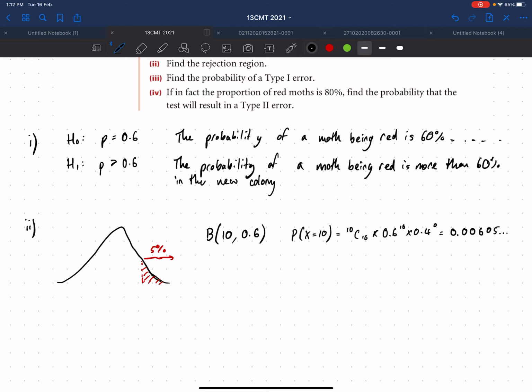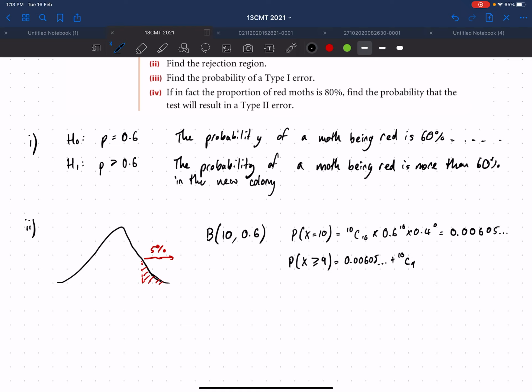So that would be significant enough if there was exactly 10 red moths in a sample, we would reject. But we're trying to find the lowest number of red moths you would need to be able to reject your null and accept an alternative hypothesis. So now we're going to look at the probability that x is greater than or equal to 9. So remember, we're including 10 in this. So we're going to take our 10 value and add our 9 value to it.